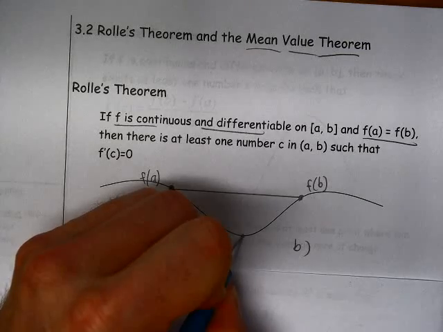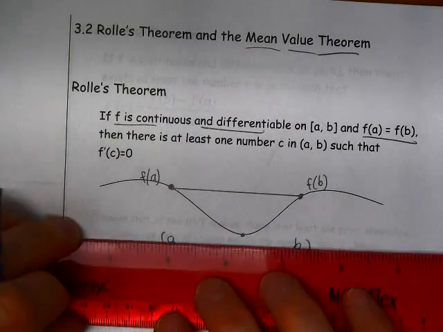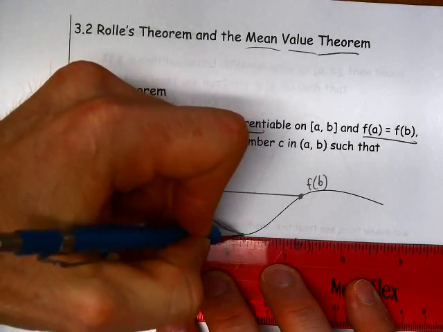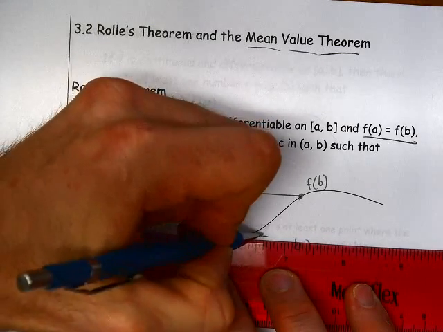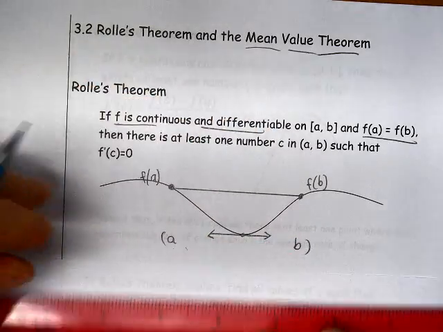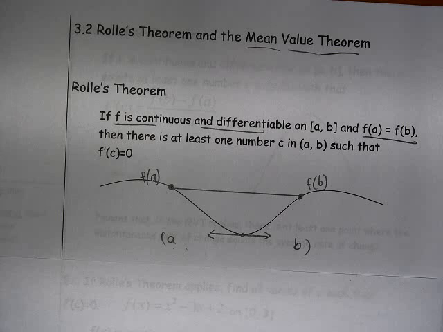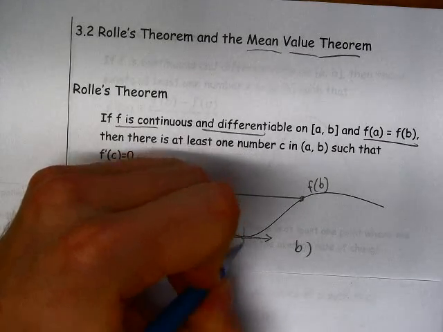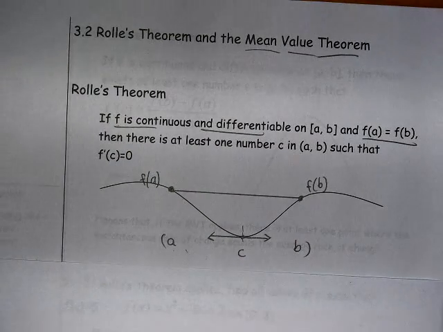There has to be somewhere along this function where the derivative is also equal to 0. That's what Rolle's theorem tells us. It does not tell us where the c value is. It just tells us that there's a c value somewhere in there on that interval where the derivative is equal to 0.